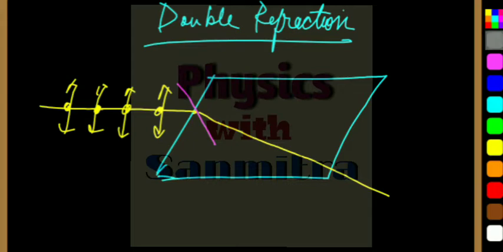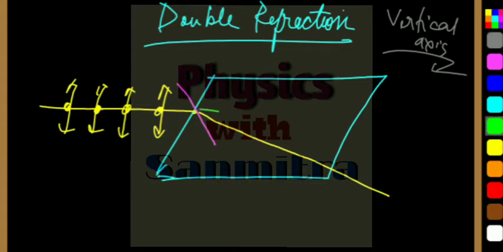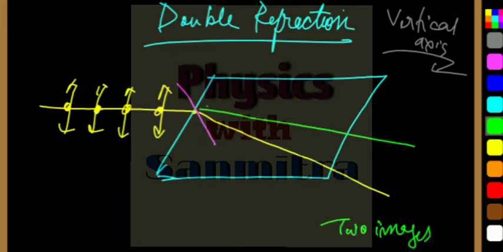But one thing is observed: if we rotate the crystal slowly around a vertical axis, then we get another ray, something like this. We get two images. That is what we actually observed. One image is called E, due to the E ray, the extraordinary ray, and this yellow one is the O ray, the ordinary ray.